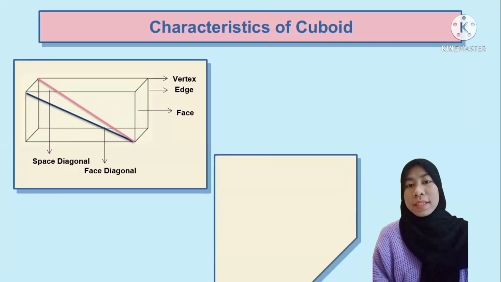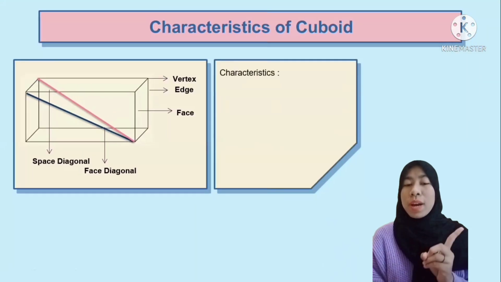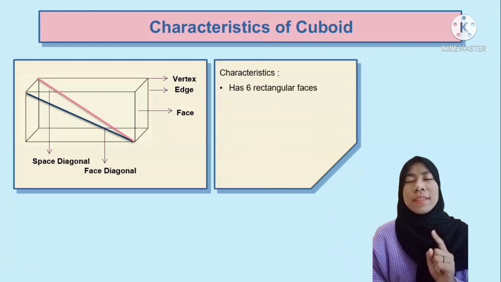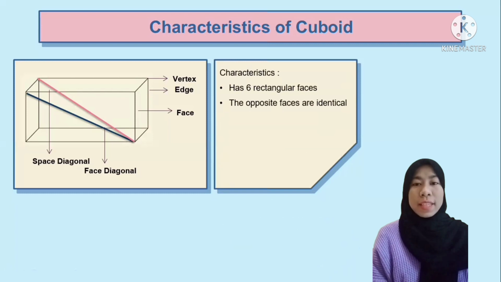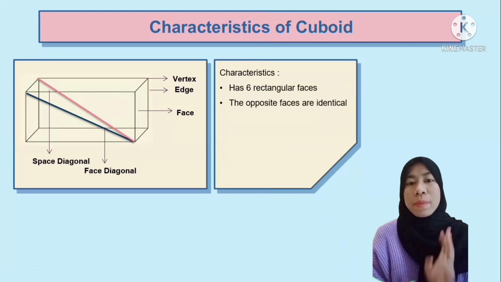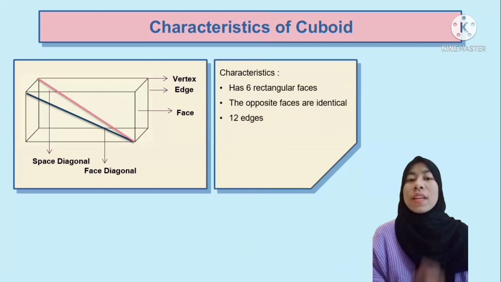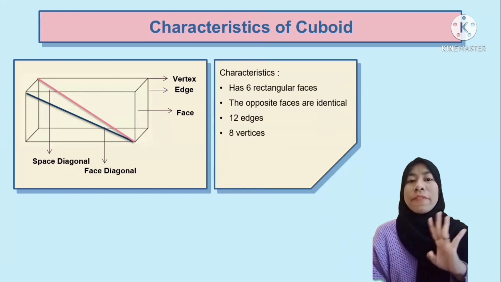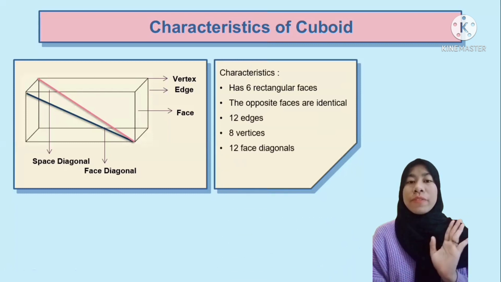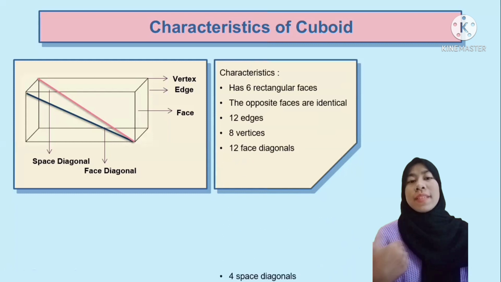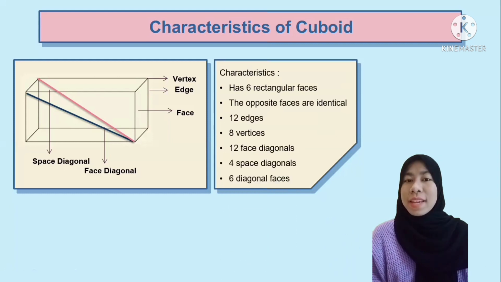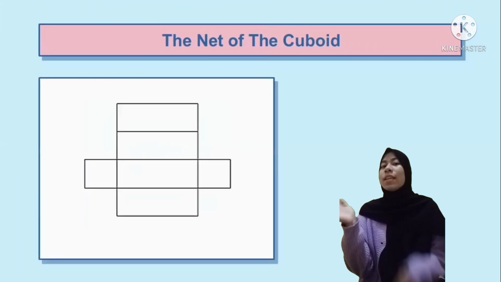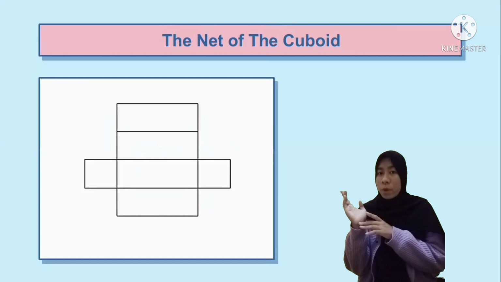There are 7 characteristics of a cuboid. Number 1, it has 6 rectangular faces. Number 2, the opposite faces are identical. Number 3, 12 edges. Number 4, 8 vertices. Number 5, 12 face diagonals. Number 6, 4 space diagonals. Number 7, 6 diagonal faces. Look at the picture. This is the net of a cuboid.